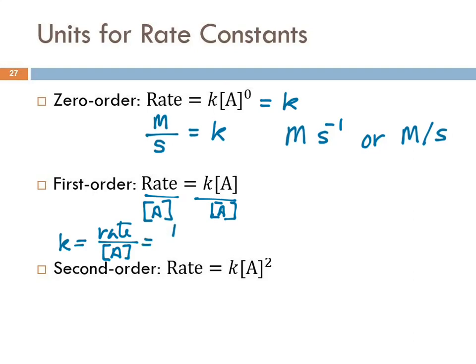The units of rate are molarity per second, and the units of the concentration are molarity. What happens when I simplify those units? I get 1 over second, or second to the minus 1. The m's cancel, but I'm left with 1 over s.